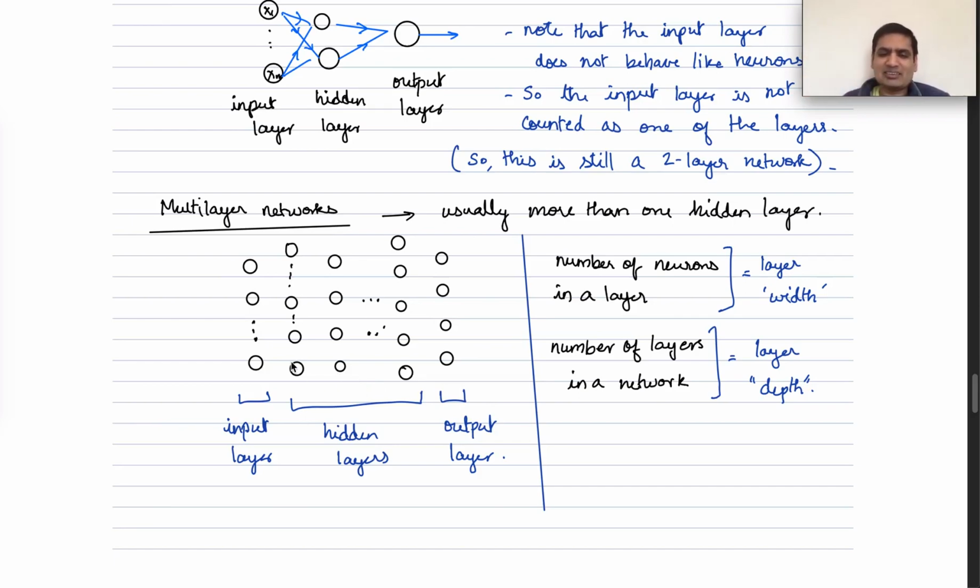You can have other kinds of sparsely connected sort of connections as well. And that's something that we will look at later on. Okay.